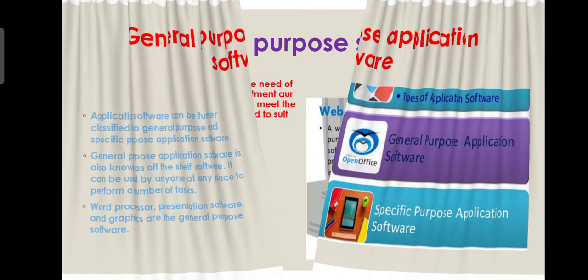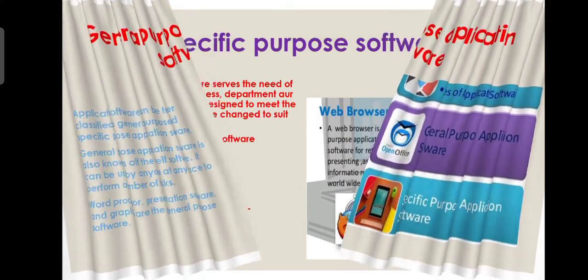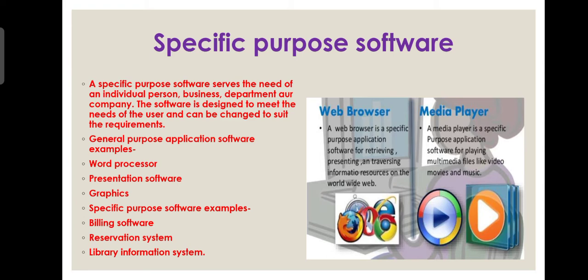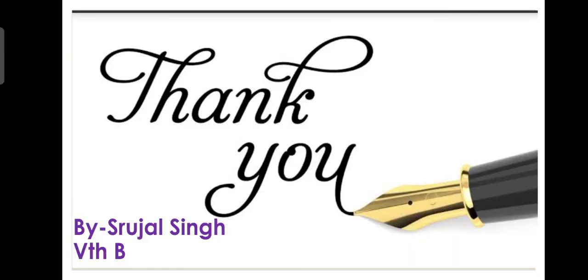Okay, let's move to the specific purpose software. A specific purpose software serves the need of an individual person. An individual means a single person, business, department, or company. The software is designed to meet the needs of the user and can be changed to suit the requirements. For example, general purpose application software are word processors, presentation software, and graphics. The specific purpose software examples are billing software, reservation systems, and library information systems.